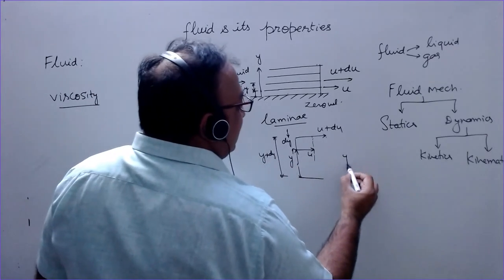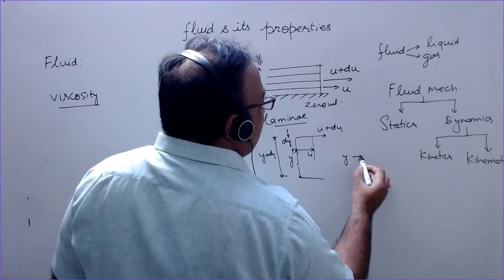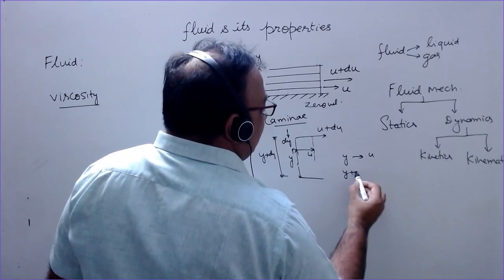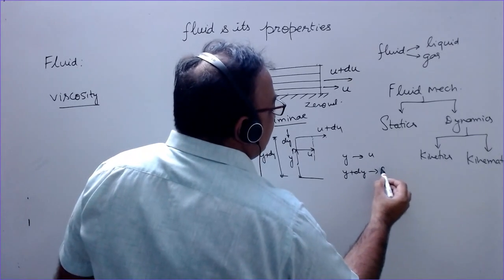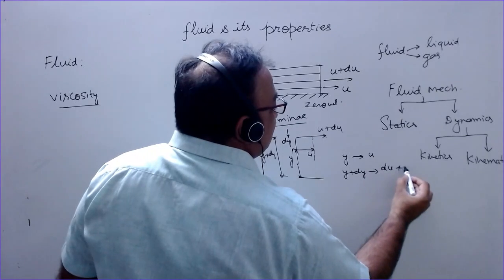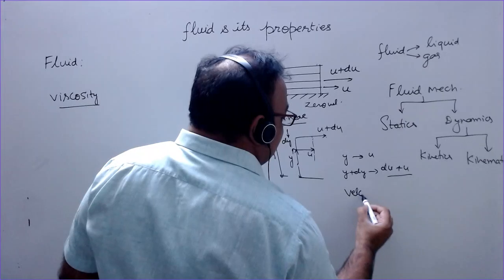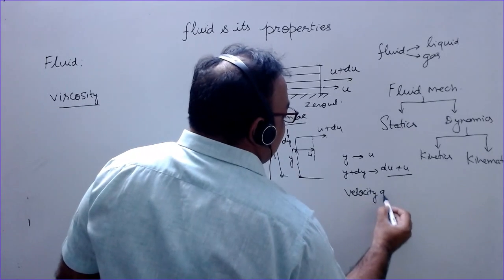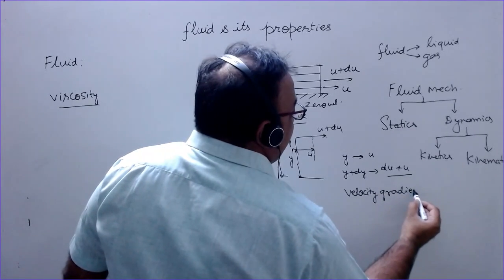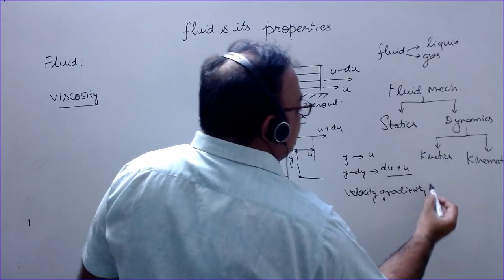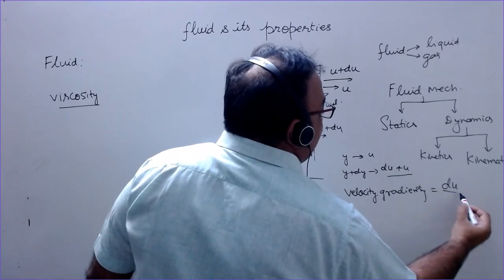So at a distance y from the surface, the velocity is u. At y plus dy, the velocity becomes u plus du. So there is a velocity gradient. Rate of change of velocity with distance, that is du by dy.